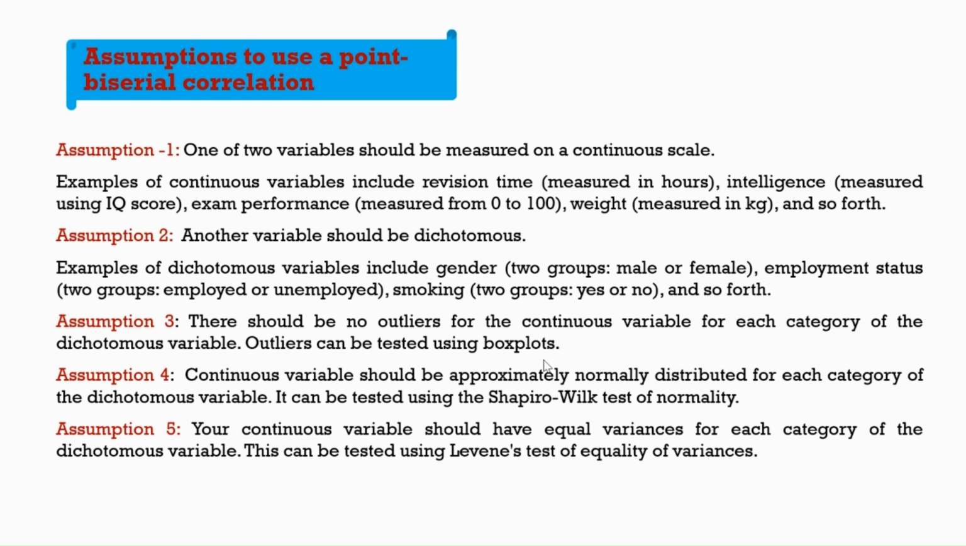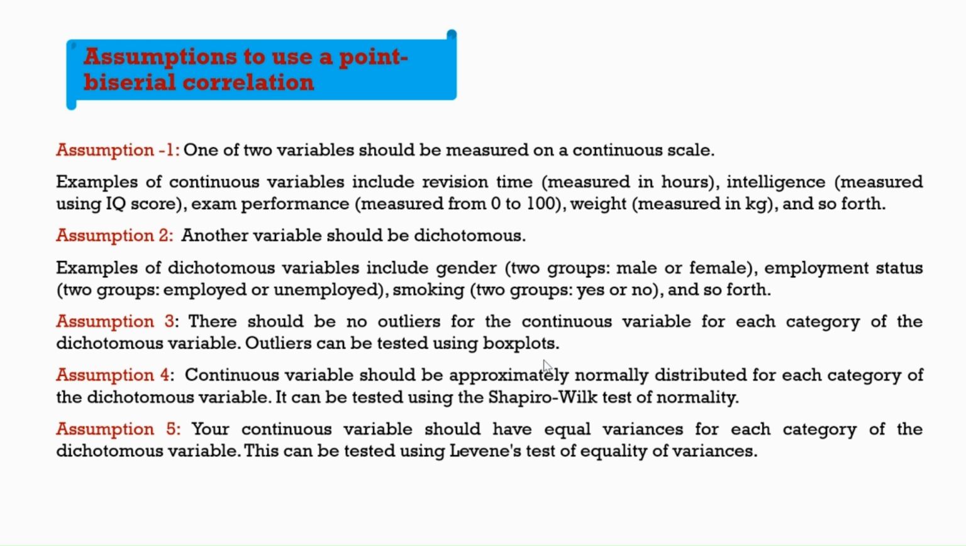But there are some assumptions to use the point biserial correlation method. It should not be used everywhere. First, we should check the assumptions. If the assumptions are fulfilled, then only the point biserial correlation method will be used. What is the first assumption? One of the two variables should be measured on a continuous scale. Some examples are intelligence, as we use in education, exam performance, which is measured from 0 to 100, weight in kilograms, and so forth.